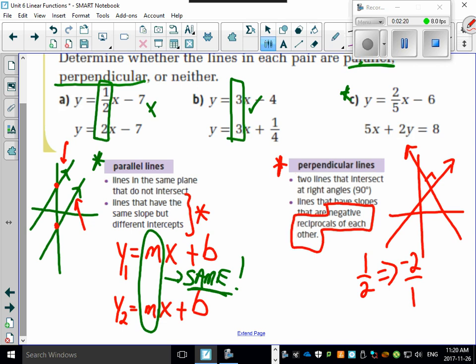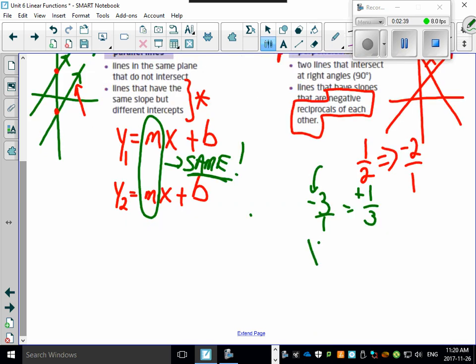Even if this was a slope of, let's say, -3. Well, remember, that's -3/1. Flip it, that's 1/3. Change the sign, make it a positive, and you're good to go. So that's important to realize. Again, it still has to be in y equals mx plus b form. If it's not in y equals mx plus b form, how can you figure out the slope? You can't, and then you don't know if it's perpendicular or not.